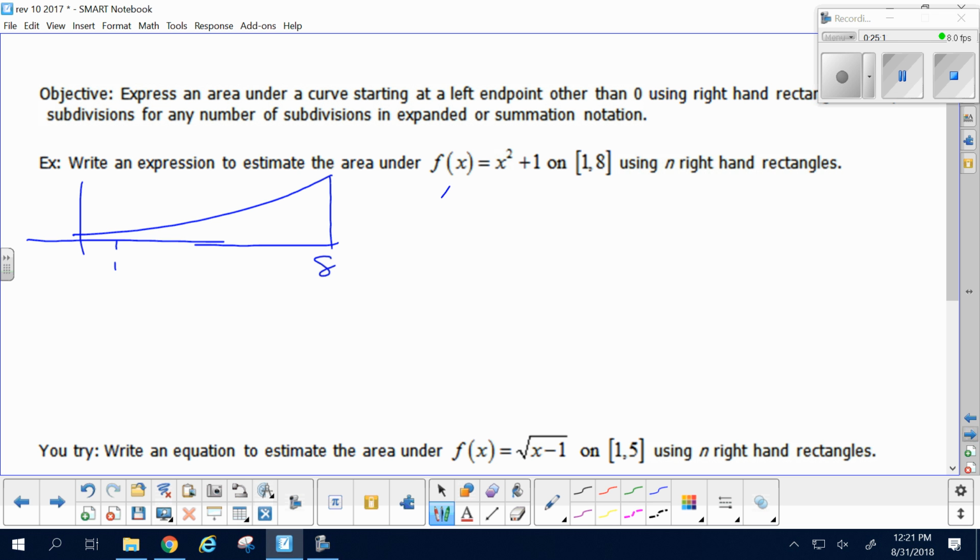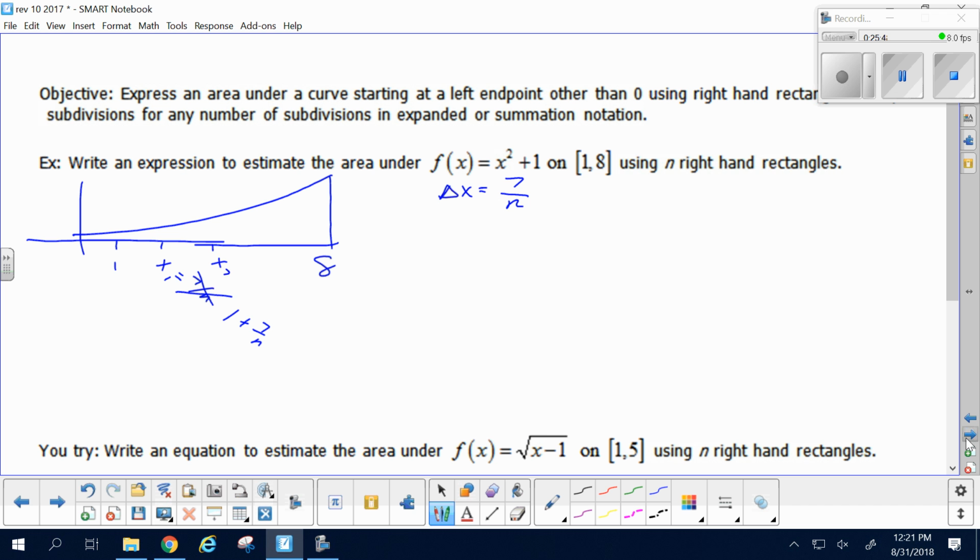First of all, what's my delta x now? A width of 7 divided into how many chunks? N chunks. So each width is 7 over n, which obviously could be a lot of things depending on what n is. Let's just say it's this much. This x, is it 7 over n? It is not, because we didn't start at 0. We started at 1 and went over 7 over n. So what is x1? It is 1 plus 7 over n.